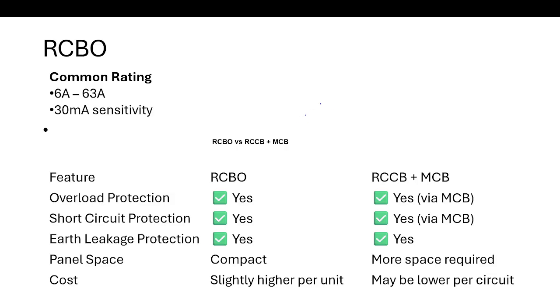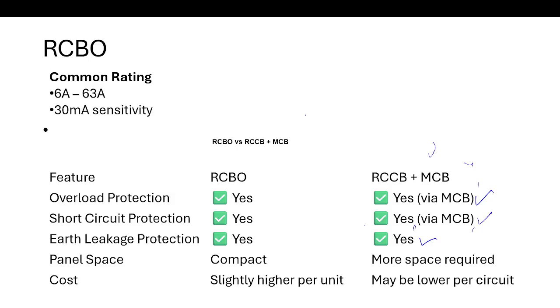Now there is some comparison given between RCBO and RCCB plus MCB. Overload protection: yes, in both; in the combination it is done with the MCB. Short circuit protection: it is done within the RCBO, but here it is done via the MCB. Earth leakage: yes, it is done via the RCCB. Panel space: the RCBO is compact, while the combination needs more space because you have to place two equipments, one RCCB and one MCB. Cost is slightly higher because it is modern technology.